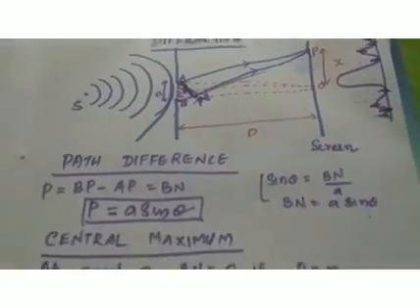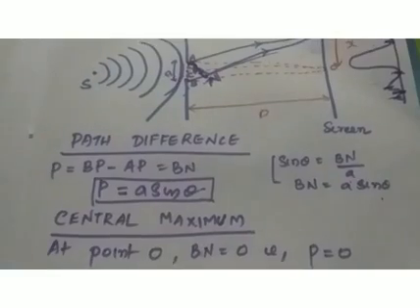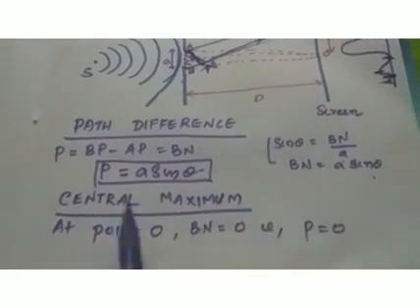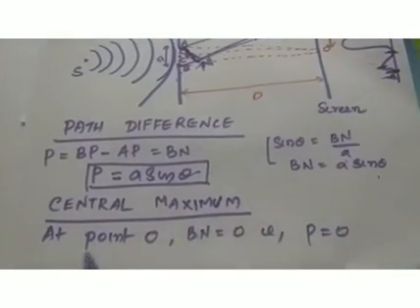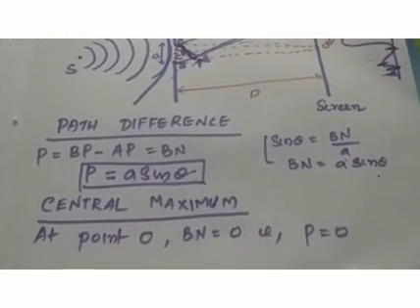First we can explain the formation of secondary minima. So here central maximum is obtained when the path difference p is 0.